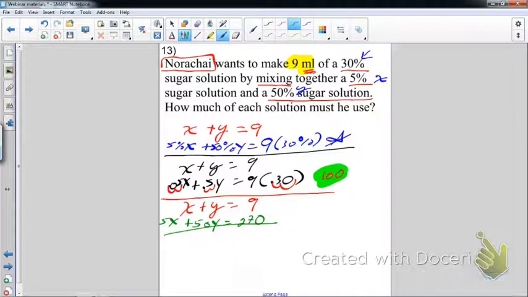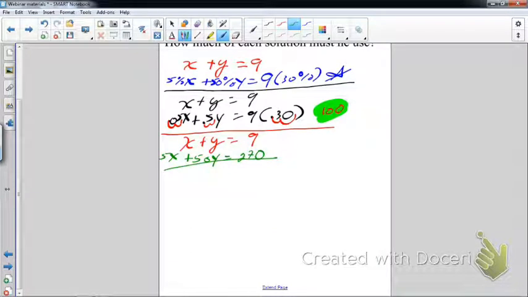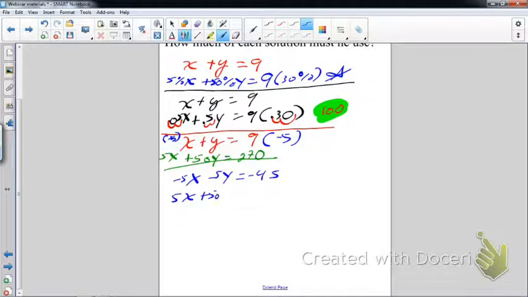And now the easiest one to get rid of using elimination is going to be the x. So I'm going to multiply the entire top by a negative 5. So now I'm going to end up with negative 5x minus 5y equal to negative 45. And I didn't do anything to the second equation, so that comes along for the ride. So I have plus 50y equal to 270.